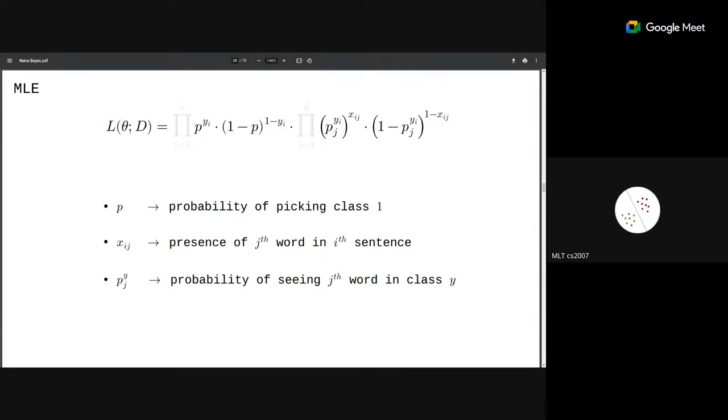So what we have done so far is picking a class, that's the probability here, and then seeing the jth word or not in the ith training example. This is just for one word. What you have to now do is do this for all D words. There are D words, you have D coins, so you toss all coins D times. Now this expression is for just one training example. Now we have to do this for all N training examples, and that is what is called the likelihood.